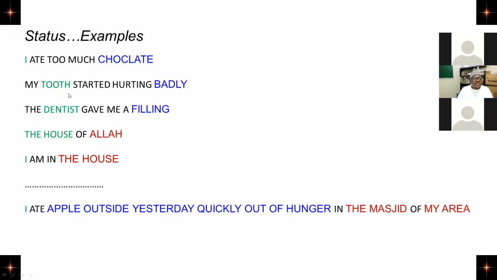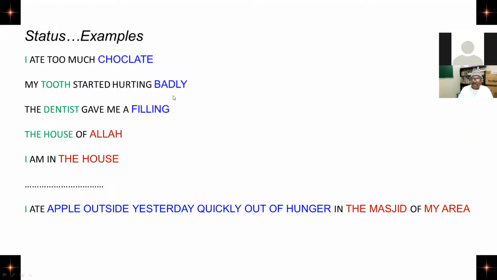Very good. My tooth started hurting badly. My tooth started hurting badly. Now, I'll not go into the detail of this, but tooth and badly are both isms, correct? Tooth and badly are both ism. Is that correct? Good, Hafiz. Now, if tooth and badly are both isms, why is tooth colored green and badly colored blue?